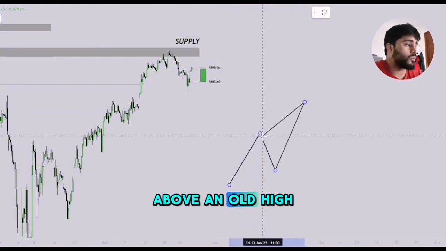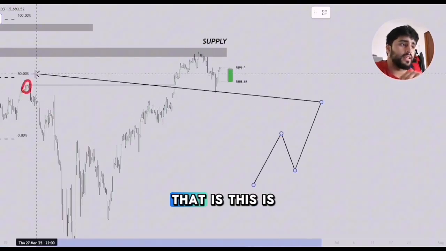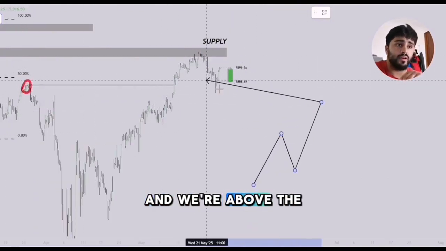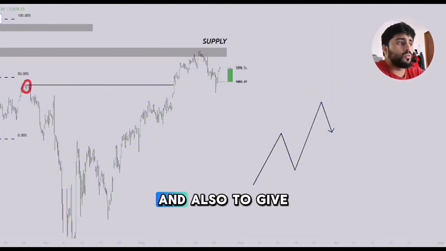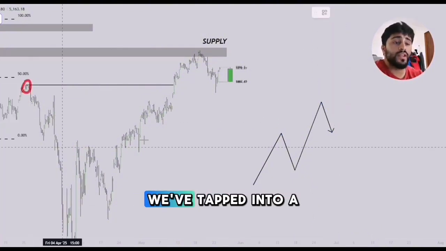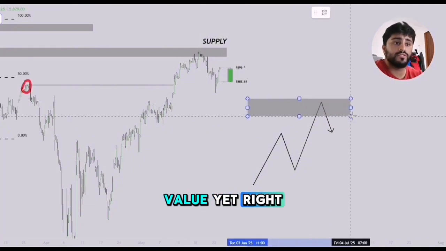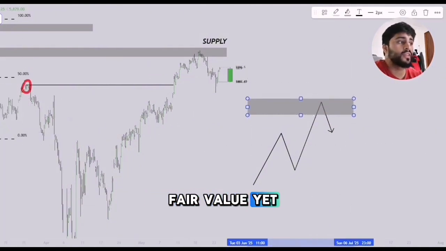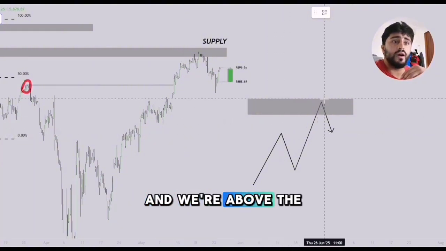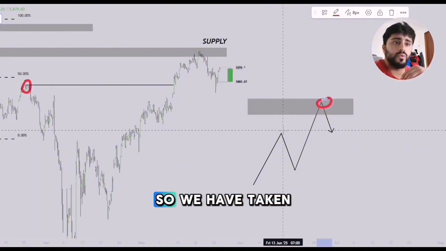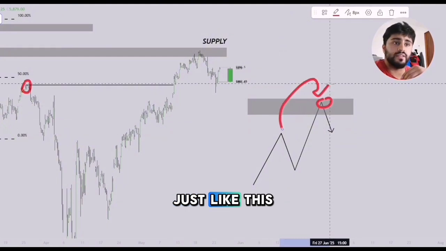So we are now above an old high. What I mean by that is this is the old high and we're above the old high. So now we're in a position where we're above the old high like this. And also, to give us extra confirmation, we've tapped into a higher time frame fair value gap. So what's happened here is we have broken structure and we're above the previous high. So we have taken out this previous high just like this.